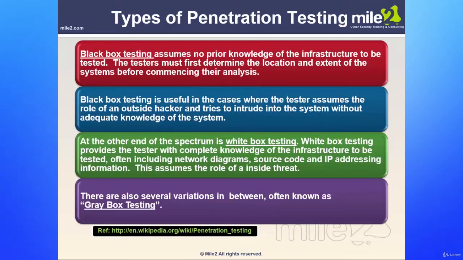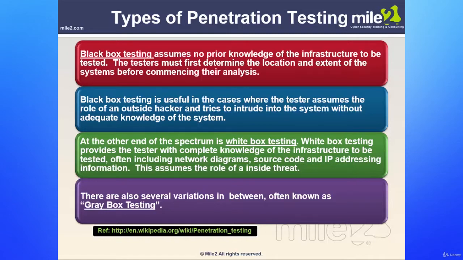There are different types of penetration testing. Black box testing assumes no prior knowledge of the infrastructure to be tested, so the testers must first determine the location and the extent of the systems before commencing their analysis. Right? Black box testing is also useful in cases where the tester assumes the role of an outside hacker, then tries to intrude into a system without adequate knowledge of the system.